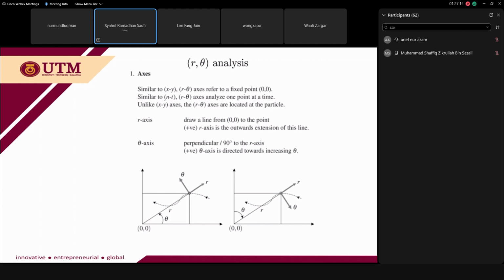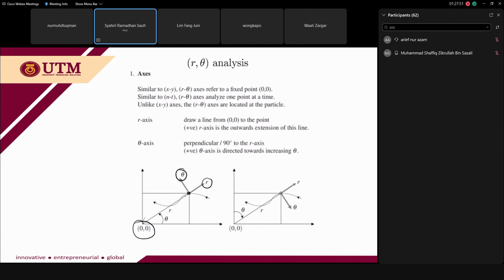And then similar to n-t, R theta analyzes one point at a time. In order to draw the axis, we draw the axis on the particle. But in reference to draw this R and theta, we still need a reference point. After we know the reference point, we will draw the axis on the particle.